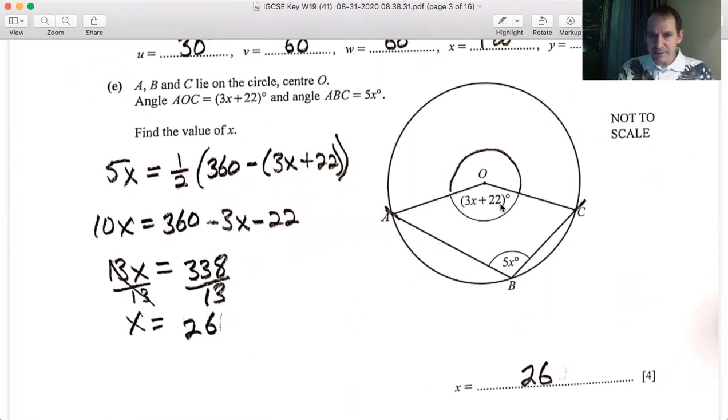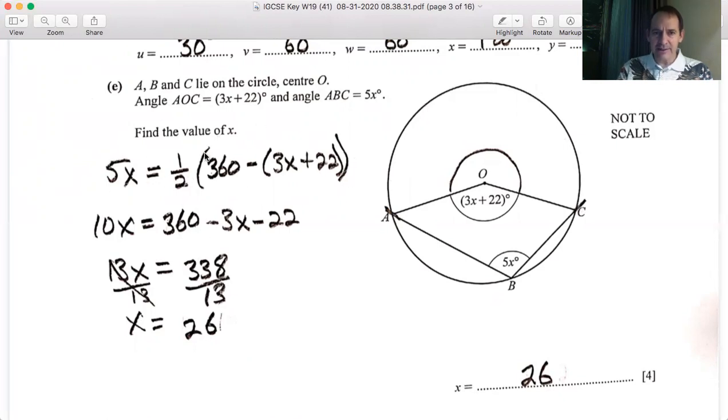AOC is 3x plus 22, and ABC is 5x. Find the value of x. Well, notice that 5x is an inscribed angle, so it's going to be half of this arc that it opens up to. So here we have 5x equals half.